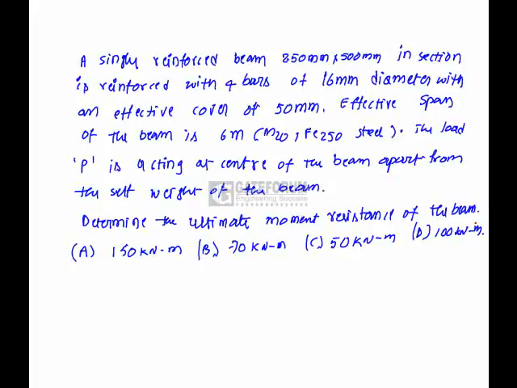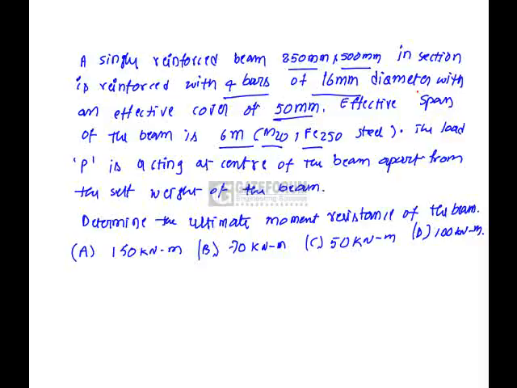Here the question is a singly reinforced beam of 250 by 500 mm section reinforced with 4 bars of 16 mm diameter with an effective cover of 50 mm. Effective span of the beam is given as 6 meters and the steel and concrete used are M20 and Fe250. The load P is acting at the center of the beam apart from the self weight of the beam.